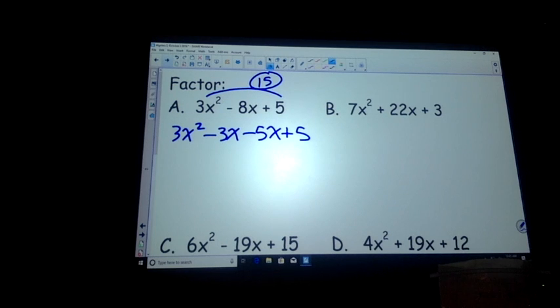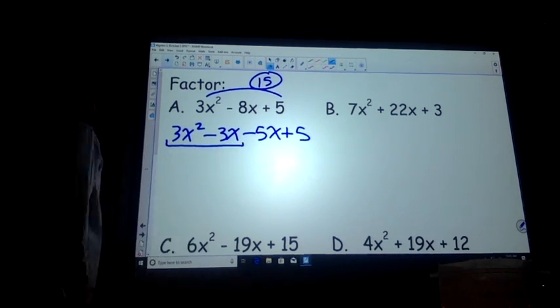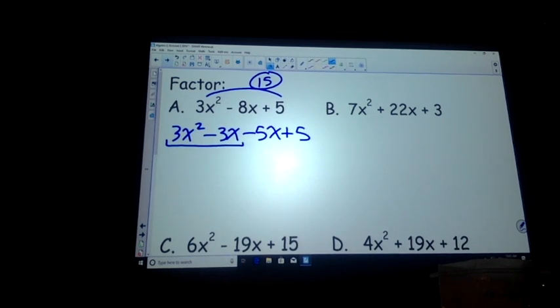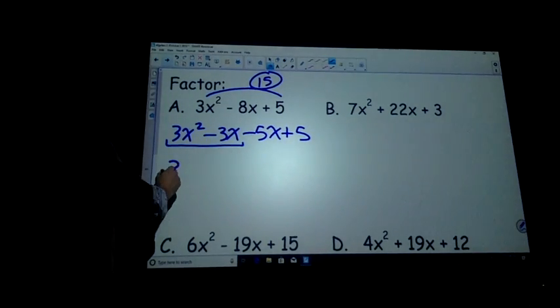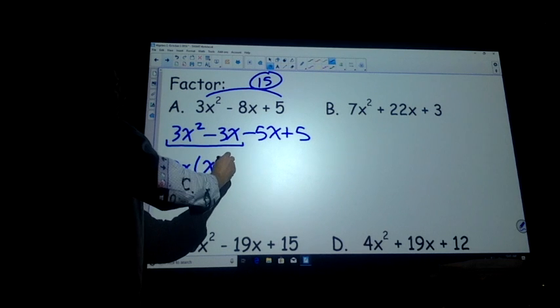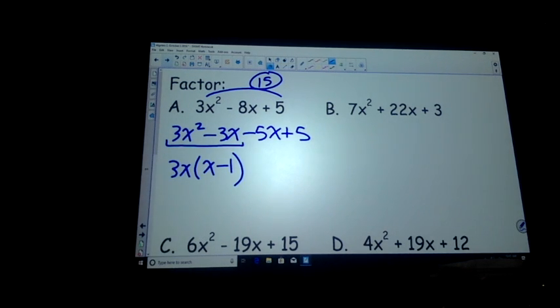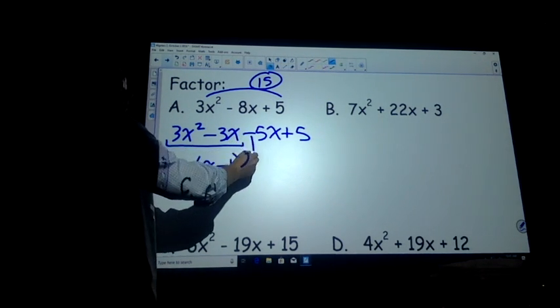What did I just kind of do? Did I split apart the middle? Yep. If I combine -3x and -5x back together, do I get back to -8x? Yep. Okay, and then all you do with the grouping method is, looking at my first two, what do I have in common between those two? 3 and an x, and I'm left with an x minus 1. Agree? Yep. This sign always has to match.